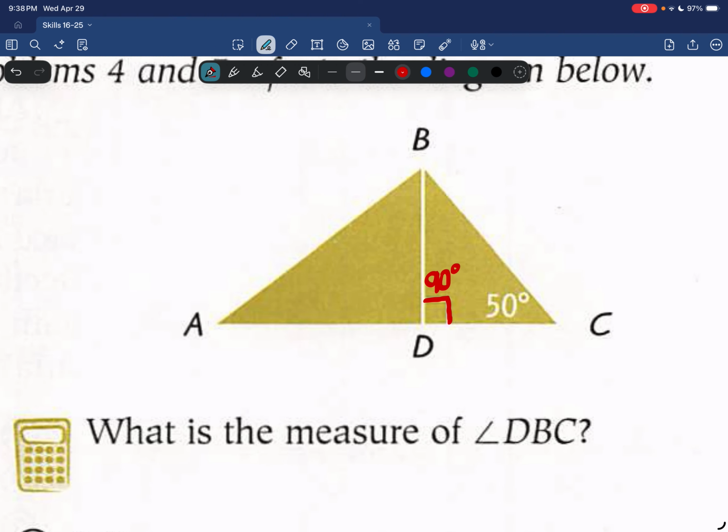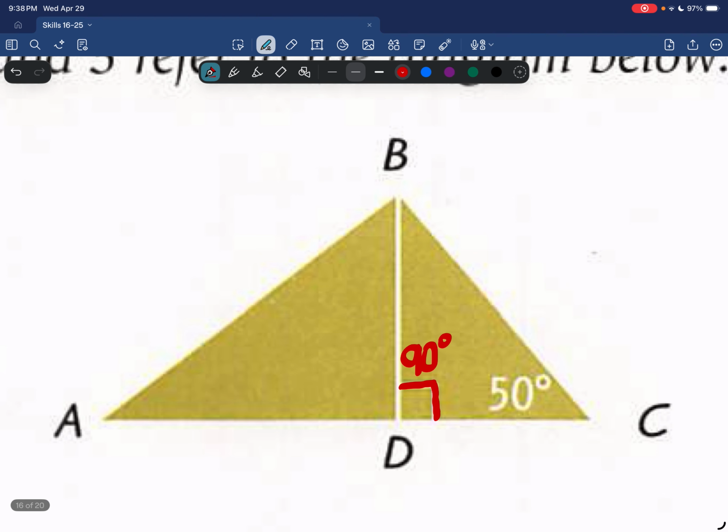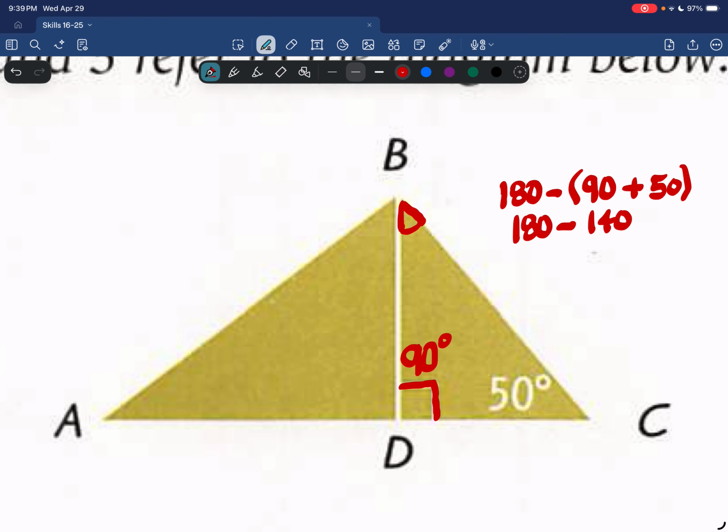And actually, before I even do that, let's go ahead and figure out this angle. Because I could take 180 minus 90 and 50. And remember, if I'm using parentheses, I have to add there. So 180 minus 140 gives me 40 degrees for this little piece right there. Okay. I could also tell you that this side would have to be 90 because those two make a straight angle. So we could tell that that's 90.